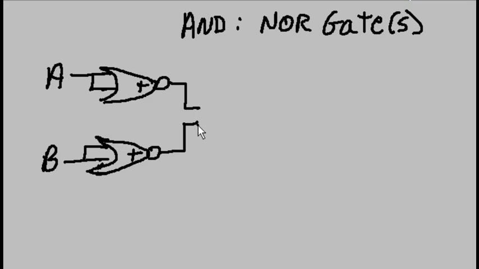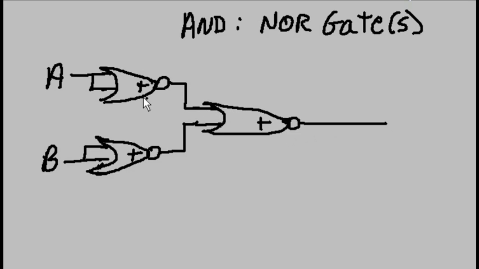Anyway, it works. The next thing I do is feed the outputs of these two to another NOR gate. Now, let's get down to details. A feeds in here. With this node it splits, and the output is A ORed with A, quantity not. Down here, B is ORed with B, quantity not.